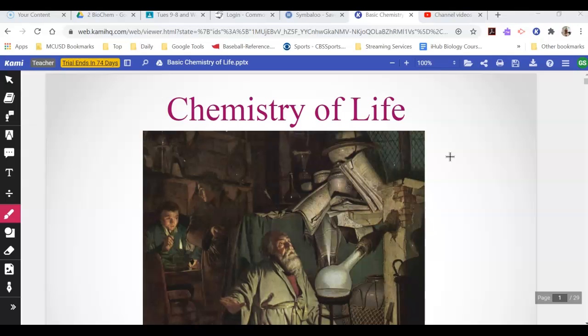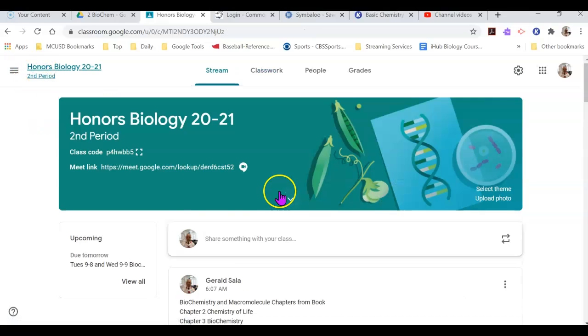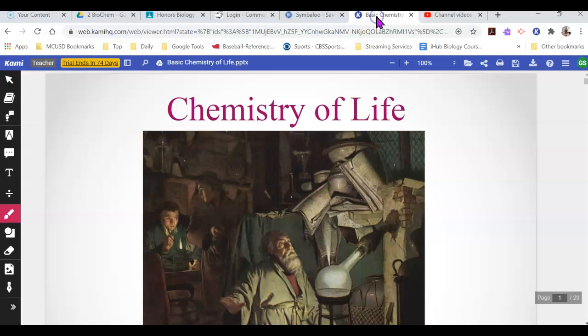So we are now moving into chapters 2 and 3 from the book, and I went ahead and added chapters 2 and 3 in your stream. So that's where you can reference these notes. These notes do not come directly from the books, but they include information from chapter 2, and then we'll move into chapter 3, which will be macromolecules and the importance of carbon.